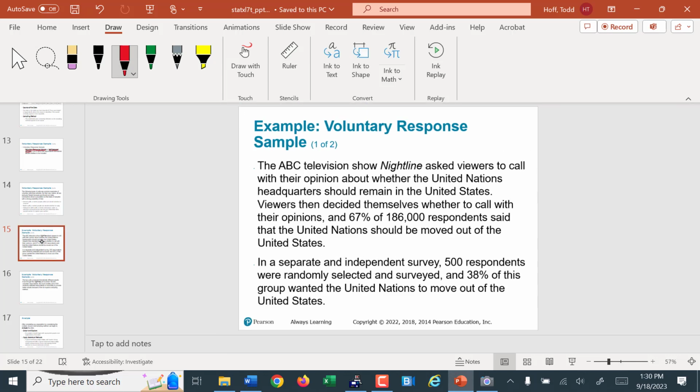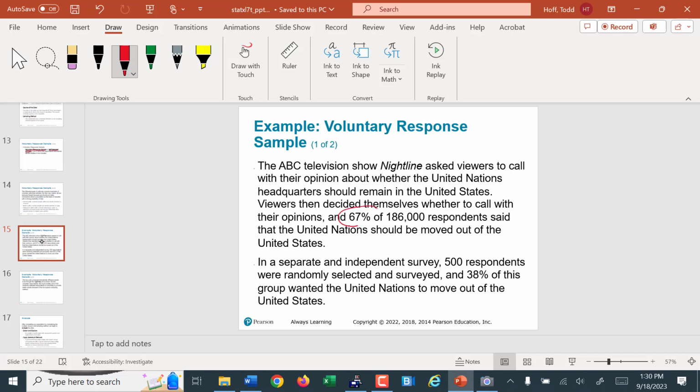So then more voluntary response sampling. The ABC television show Nightline asked viewers to call with their opinion about whether the United Nations headquarters should remain in the United States. This has been a hot topic about 10 years ago. Wanted the UN to leave the United States and go somewhere else. Viewers then decided themselves whether to call in. So they put the subject up on the screen and they said, hey, call in if you want to do a survey on this topic.